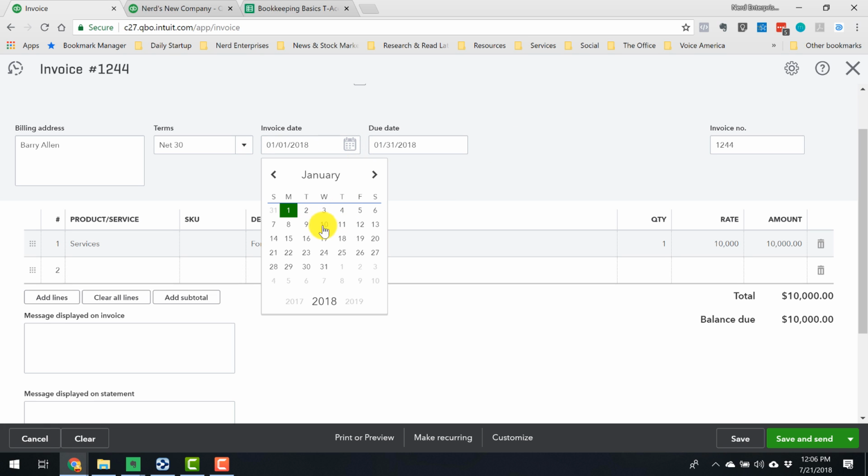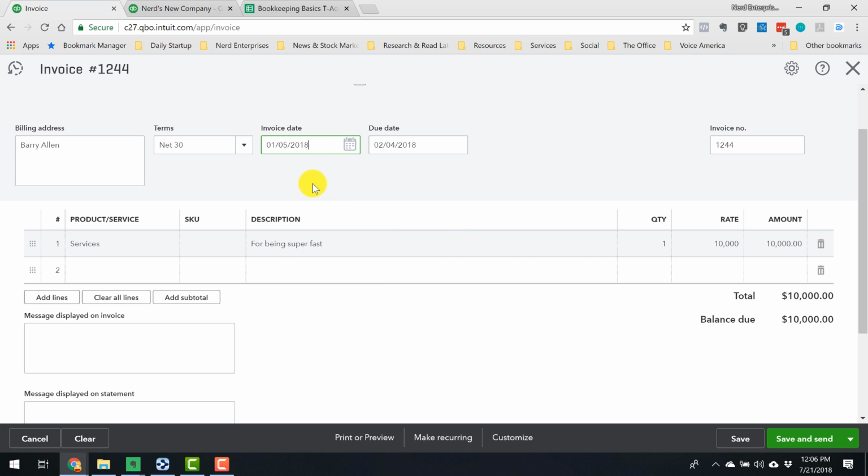Let's say the invoice happened after the first of the month. By Friday, we opened up the bank account, we worked hard all week, and we got our first client, and it was Barry Allen, and we're billing him. When I hit Save and Close, it's going to increase my accounts receivable on my balance sheet for $10,000, and my profit and loss is now going to show revenues or income of $10,000. I'll hit Save and Close.